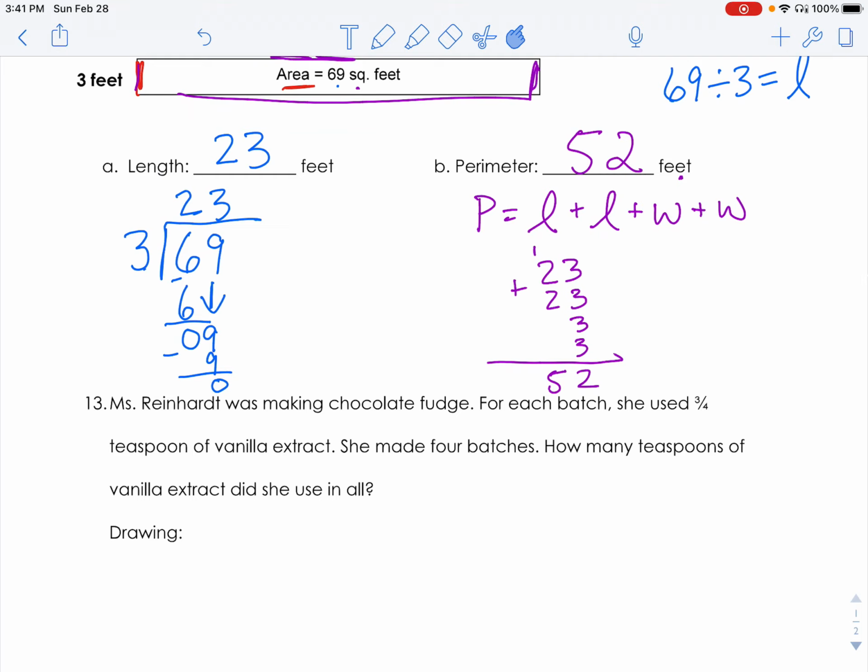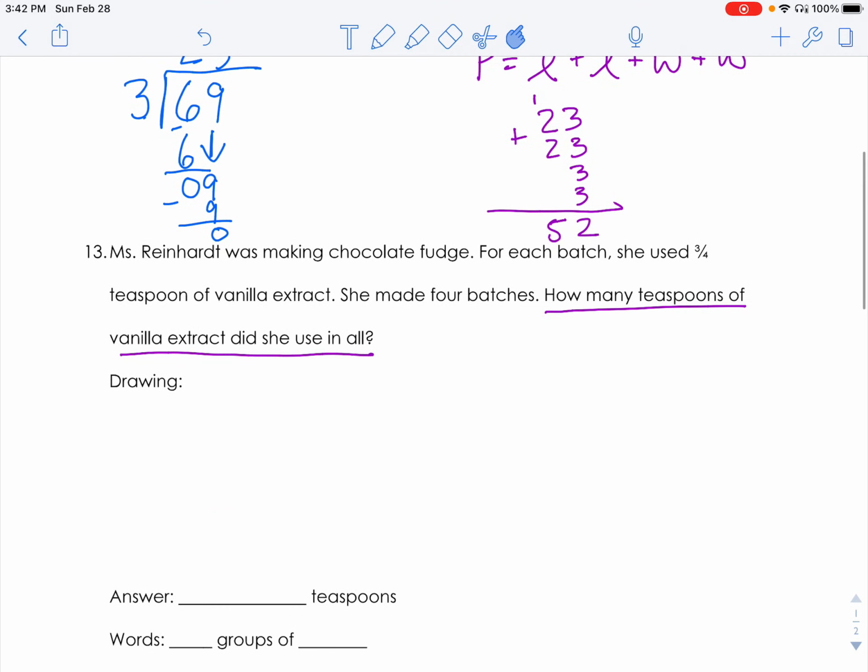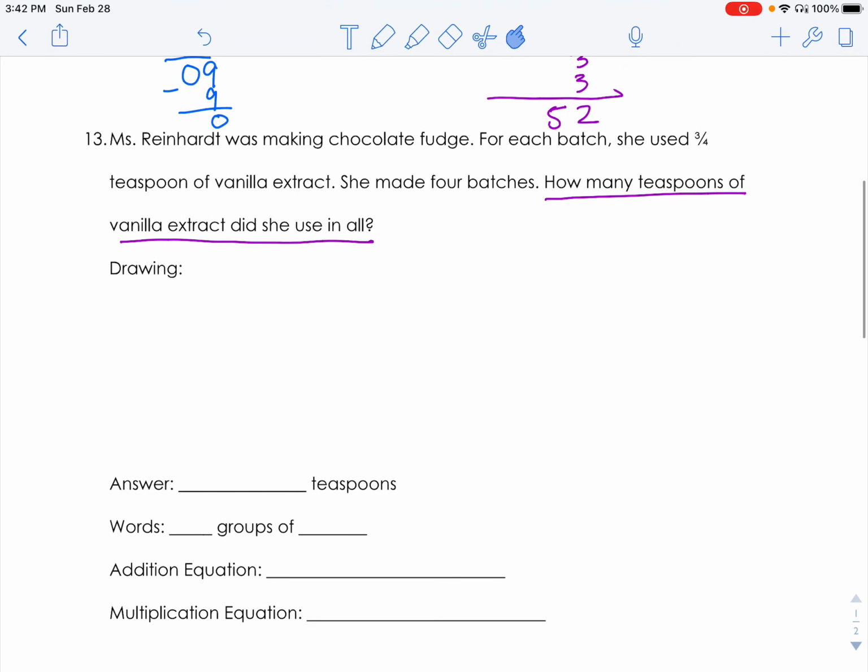Number 13. Read it with me. Miss Reinhardt was making chocolate fudge. For each batch, she used 3/4 teaspoon of vanilla extract. She made 4 batches. How many teaspoons of vanilla extract did she use in all? So what's the question here? How many teaspoons of vanilla extract did you use in all? I'm going to underline that so I know I understand. Let's see what it asks. It wants a drawing, answer, words, addition equation, multiplication equation.